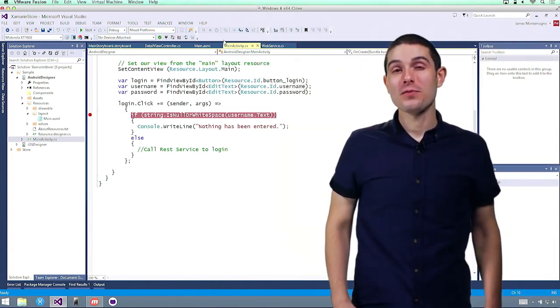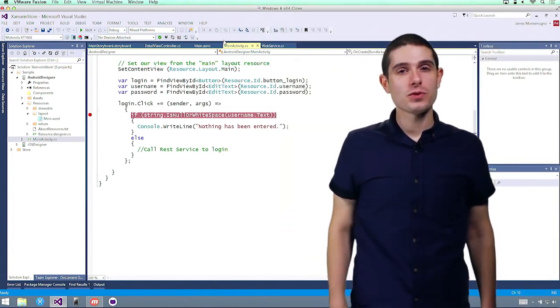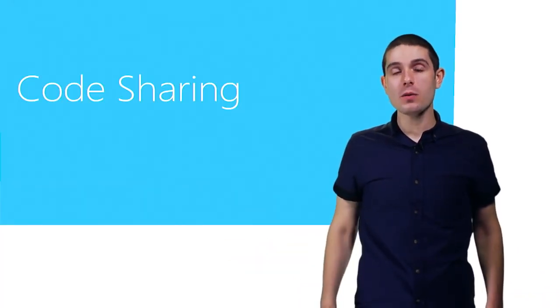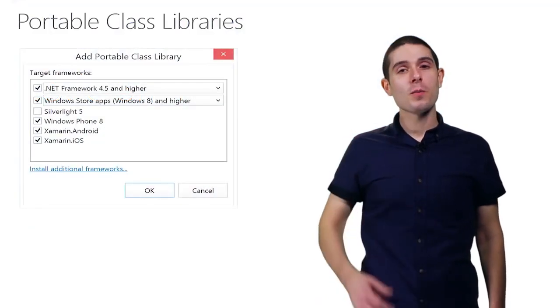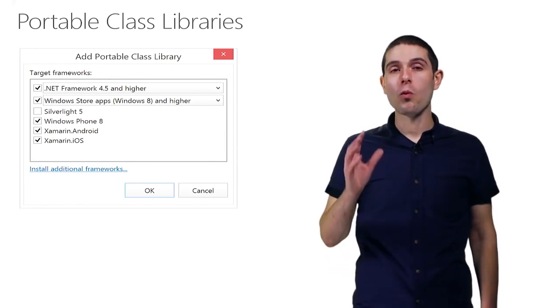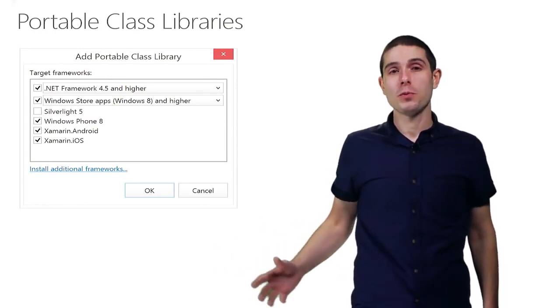So we just saw how to build our first iOS and Android application in Visual Studio, but what about code sharing? How do I build that common business logic out and share it across all my projects? Well, there's a few ways to do that. First and foremost is portable class libraries, and this is just brilliant. It enables you to build one assembly and target multiple platforms.